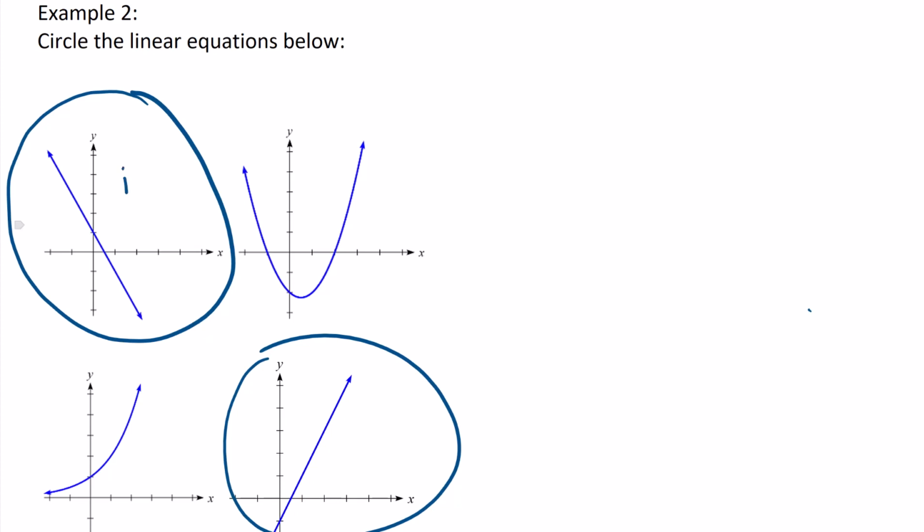This is a linear equation, and it is decreasing because it's going down if you look at it from left to right. The next one is a U shape, opening upwards, we say. So this is a quadratic or a parabola. So quadratic equation.